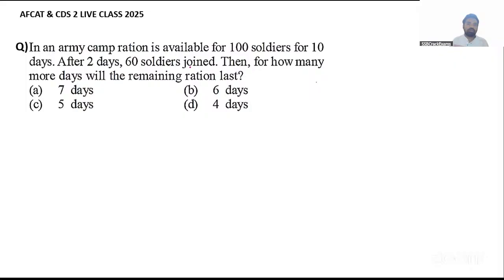Okay, in an army camp, ration is available for 100 soldiers. After 2 days, 60 more soldiers join. So initially there were 100, then it is 160. I can solve these questions in seconds, but you guys will not know how.